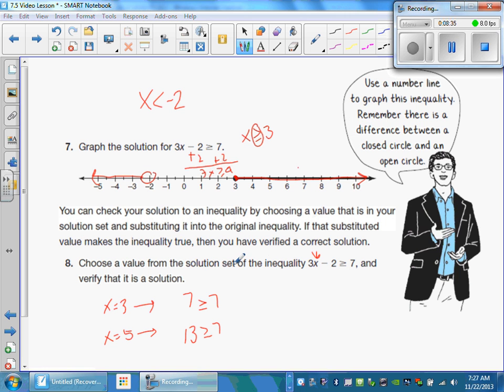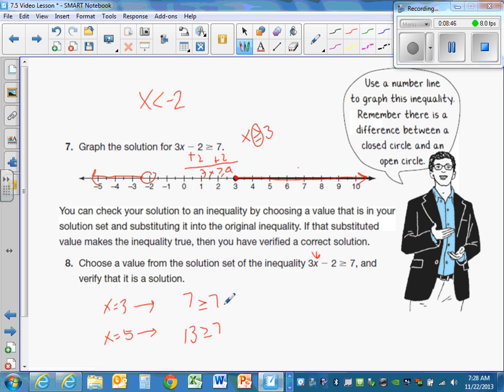So here's my 2 examples. I chose x equals 3 and x equals 5 and plugged those into the equation. If I chose 3, I got 7 is greater than or equal to 7, and that's true. 7 is equal to 7, so that one works. And then I also plugged in 5 and got 13 is greater than or equal to 7, and 13 is greater than 7. So make sure that your answer is checked out.